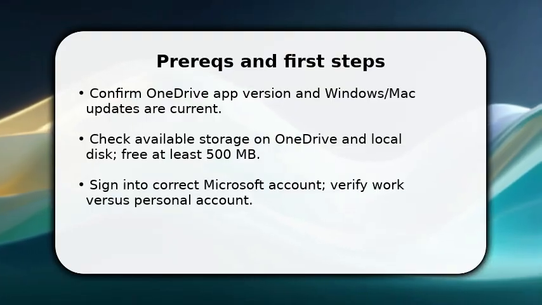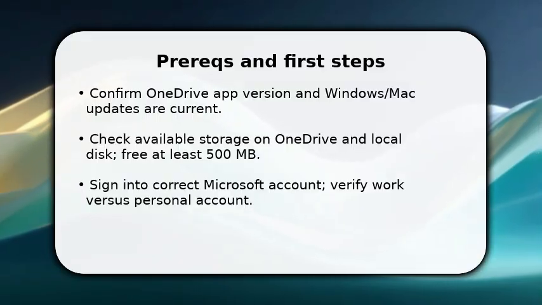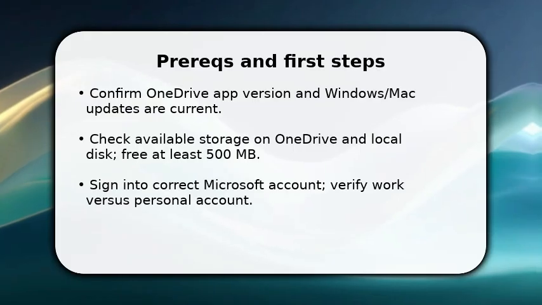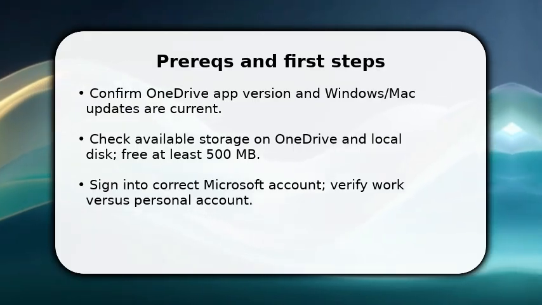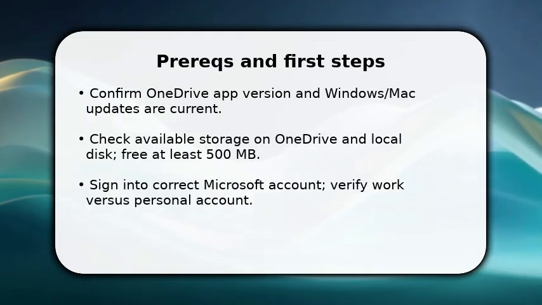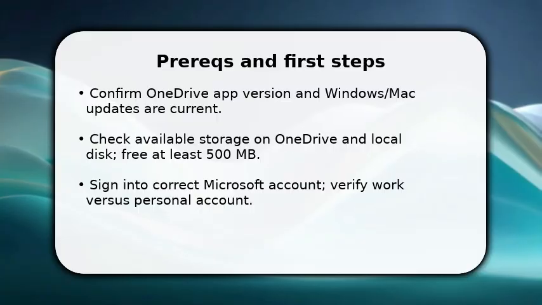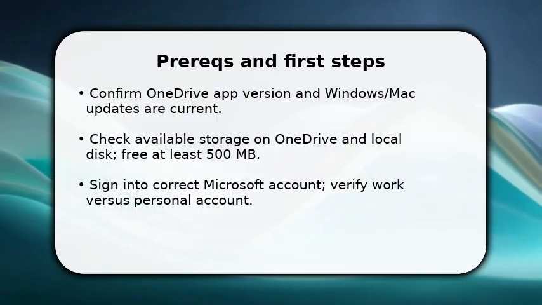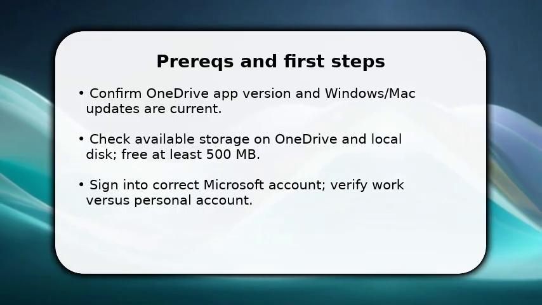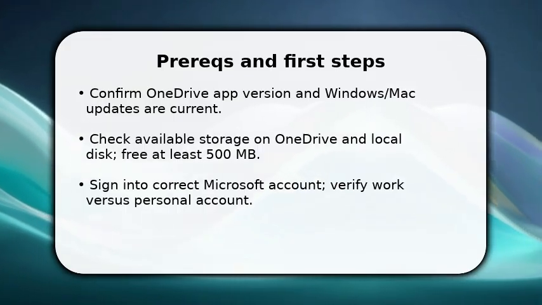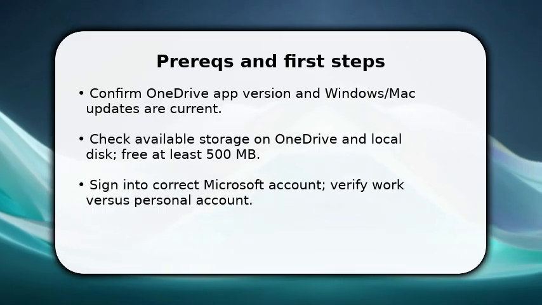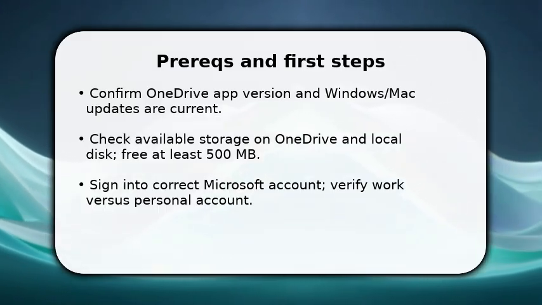You start by confirming prerequisites. Make sure the OneDrive client and OS are up to date, because outdated clients cause protocol mismatches. Once done, check available cloud and local disk space and free at least 500 MB so sync can proceed. Then sign into the intended Microsoft account. Switching accounts mid-sync creates conflicts. These first actions remove common blockers and give you a clean baseline to run targeted repair steps next.